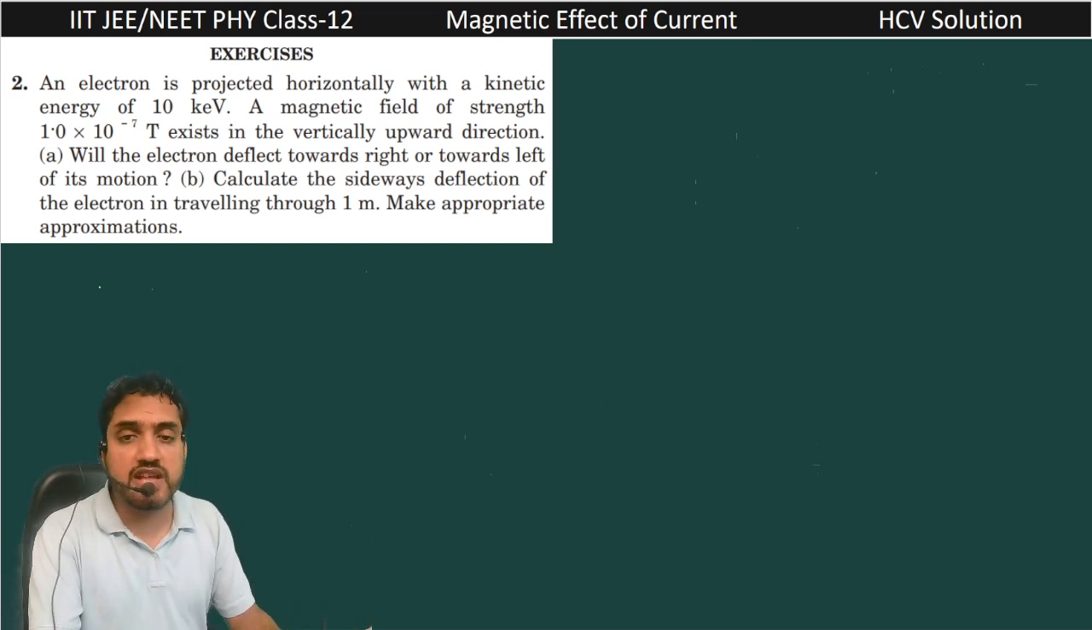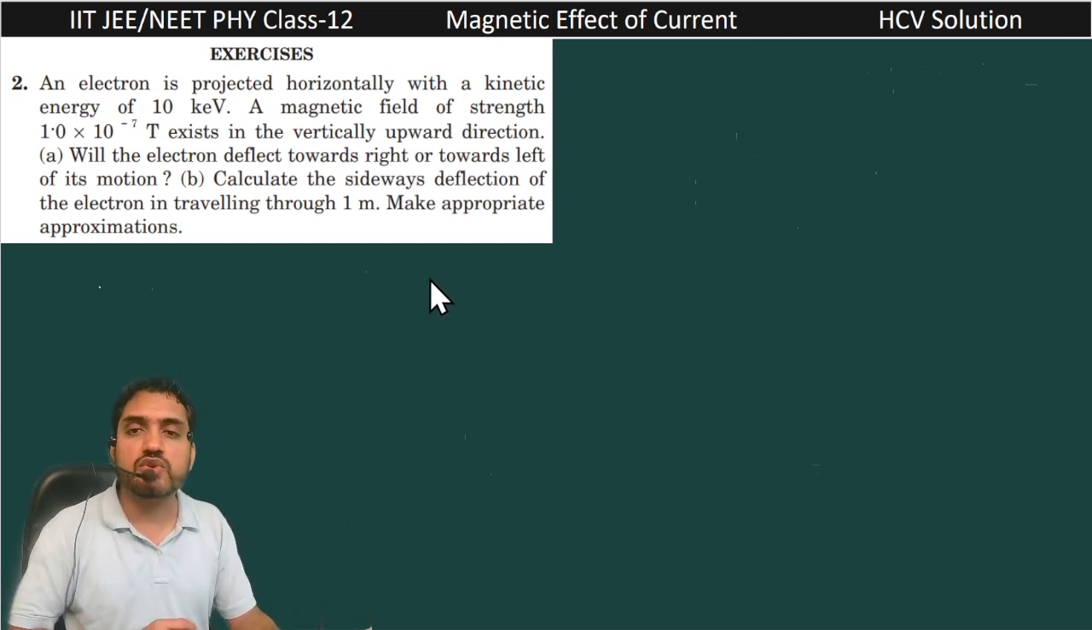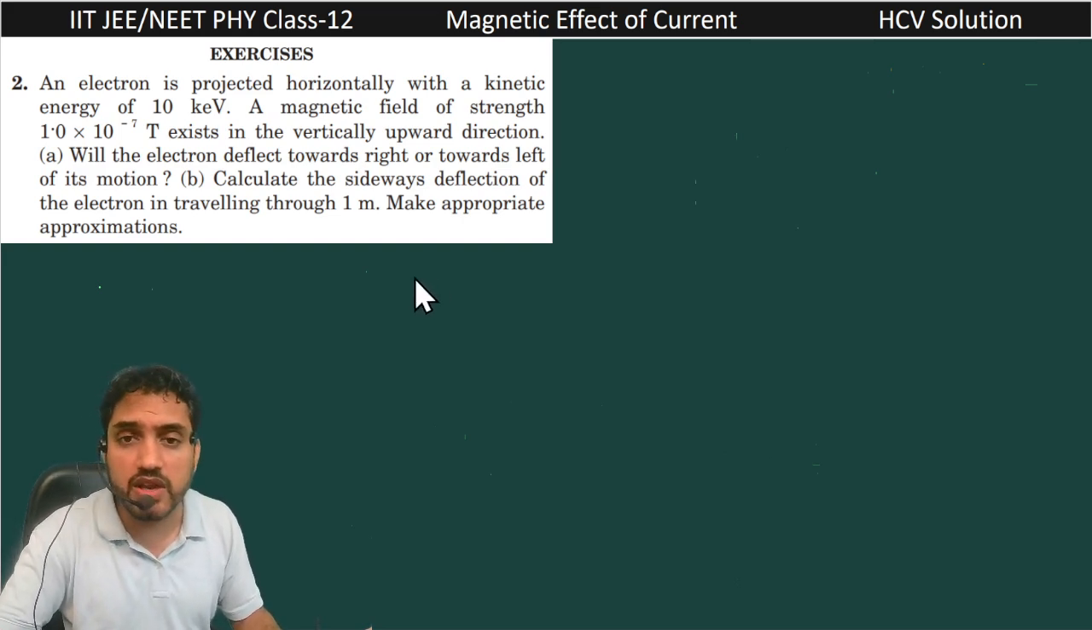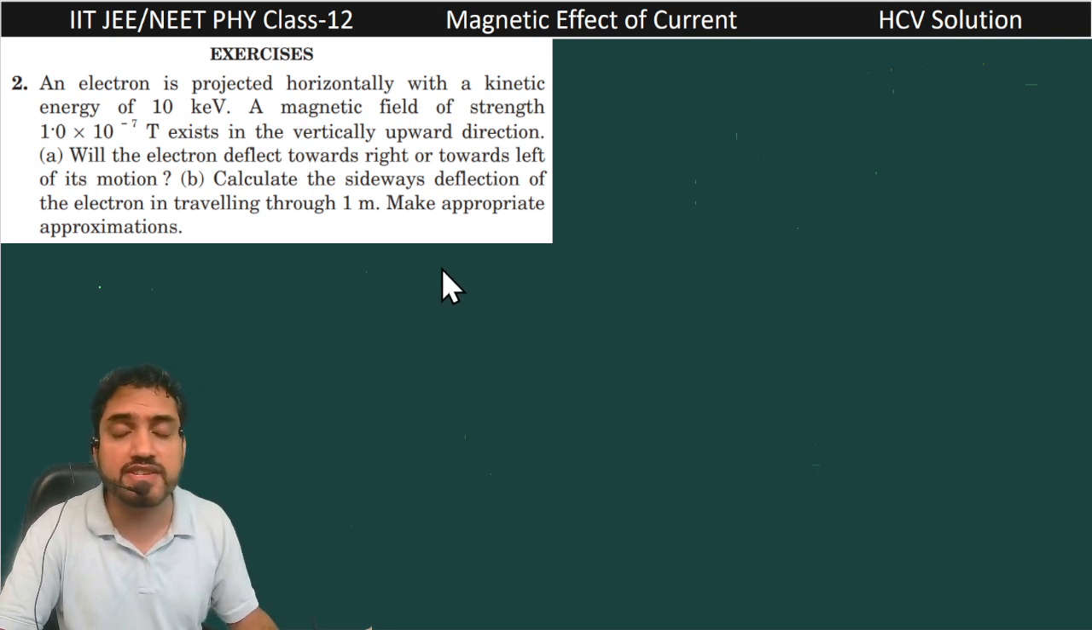Hello my dear students, now we are having the second question, and in this question an electron is projected horizontally with kinetic energy of 10 keV, and a magnetic field of strength 1.0 × 10^-7 Tesla exists vertically upward. The first part of this question: will the electron deflect toward the right or toward the left?